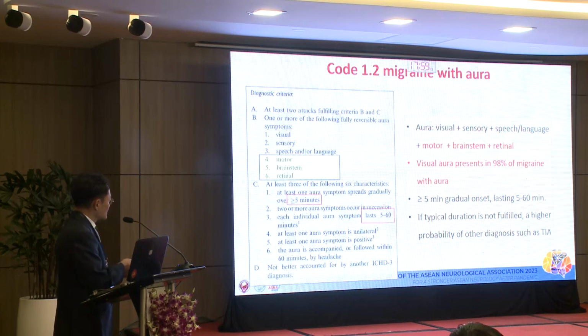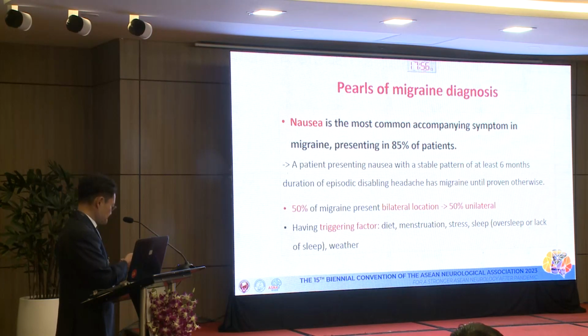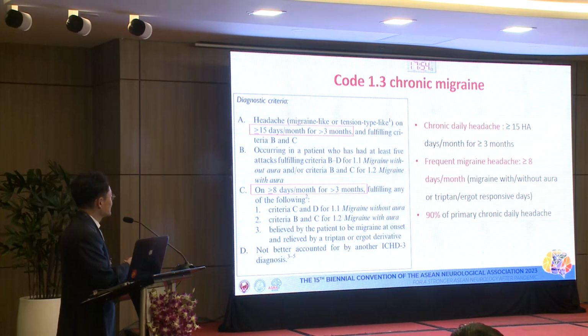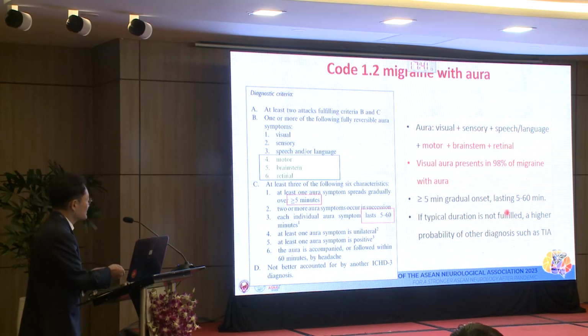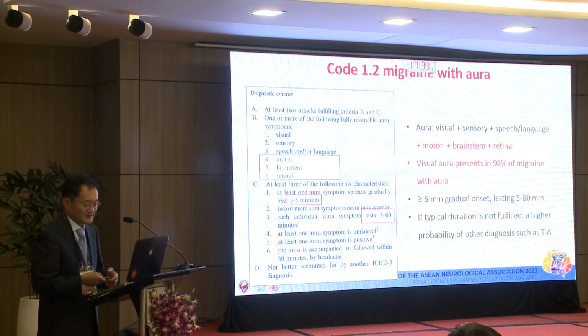ICHD defined typical duration as more than 5 minutes, gradual onset, lasting 5 to 60 minutes. If the typical duration is not fulfilled, there is a higher probability of other diagnoses such as TIA.